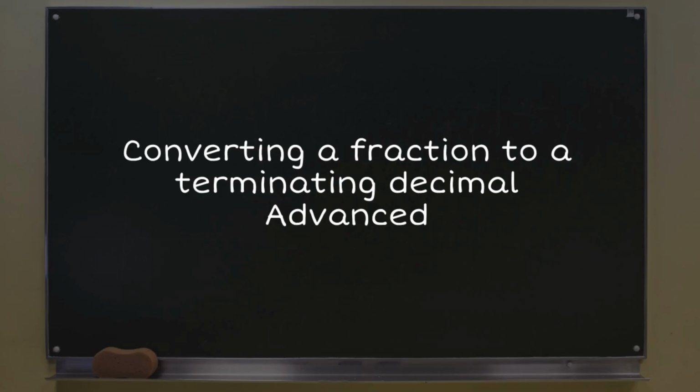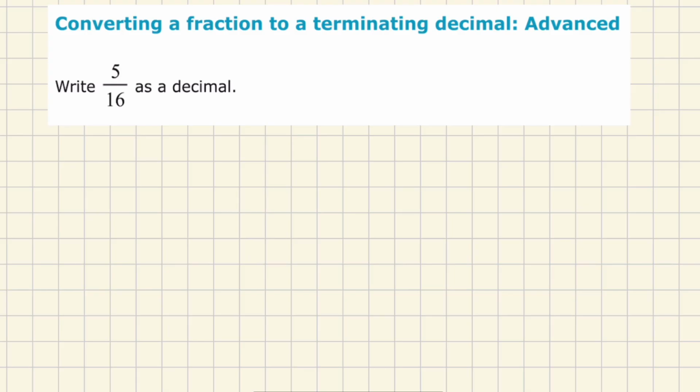Converting a fraction to a terminating decimal, advanced. And here we're writing 5/16 as a decimal. And as before, we will be starting with that denominator, using it to write our long division, and then using the 5 as the number underneath. And the first thing that we notice here is that the 16 does not divide into 5. 16 is bigger than 5, but we can introduce a decimal in the 5, and that would allow me to put zeros behind the decimal.